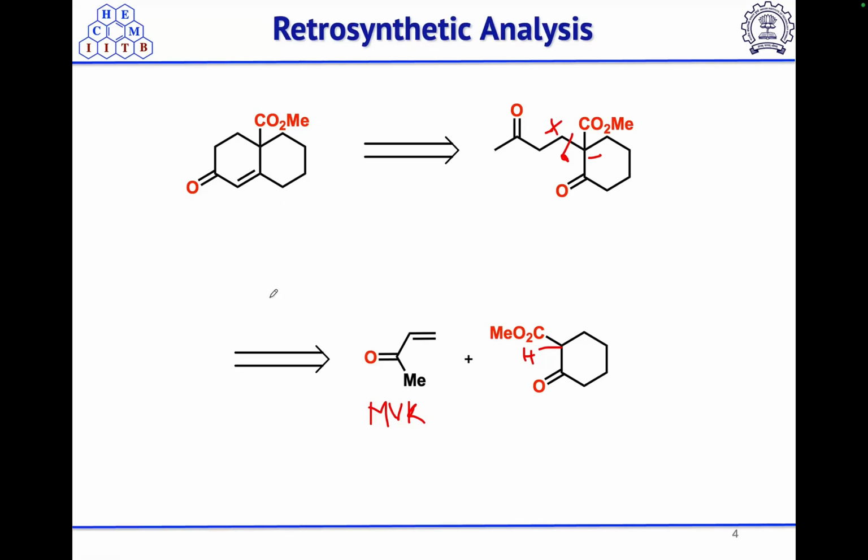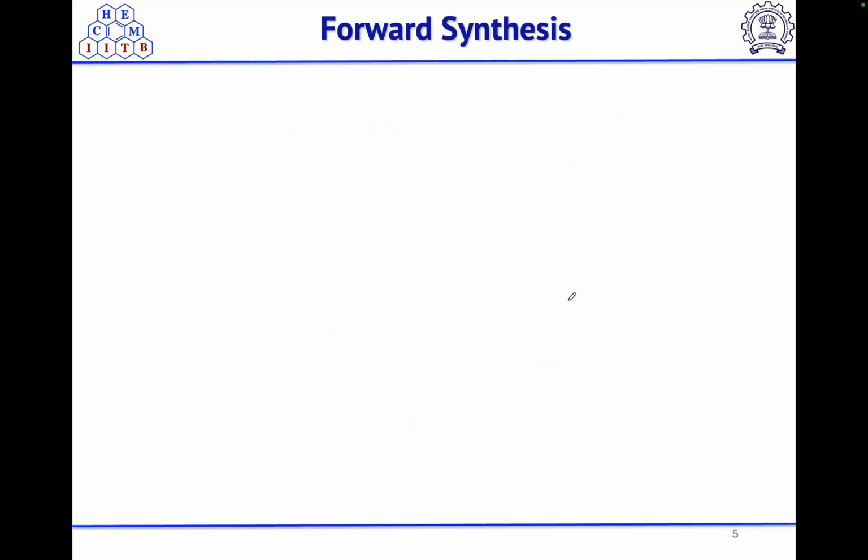So this is the aldol reaction, or more correctly aldol condensation, and this is Michael addition. The next disconnection approach is based on Michael addition. So this is the retrosynthetic analysis. Now we will see the corresponding forward synthesis for this molecule.